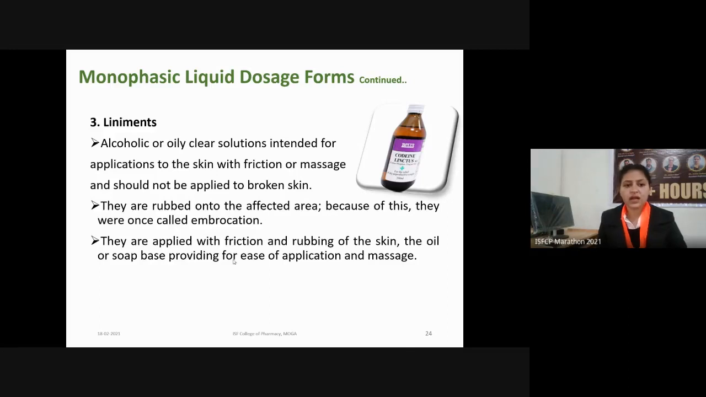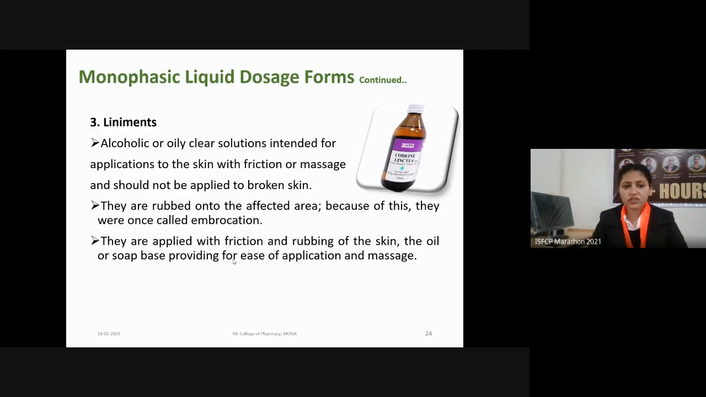Now, what are these liniments? Liniments are prepared by using alcohol or oil bases. These are clear solutions intended for application to the skin with friction or massage. We have to apply it over the skin with friction or by massaging it, and it should not be applied to broken skin because we are using alcohol in the preparation.